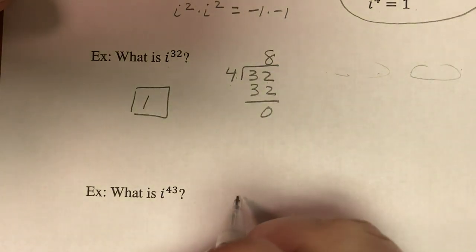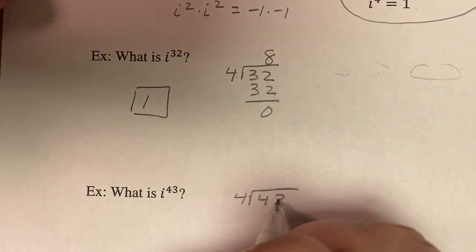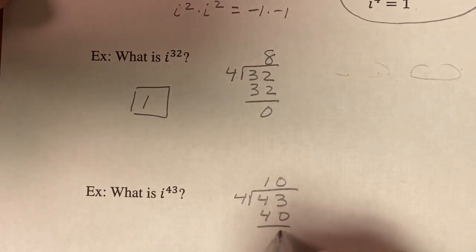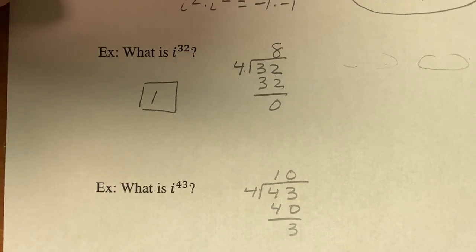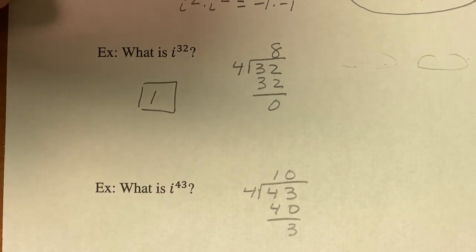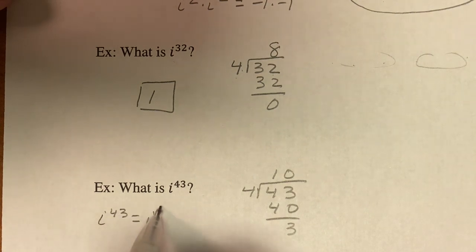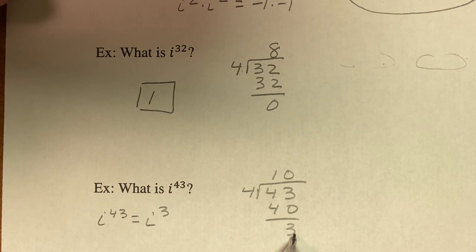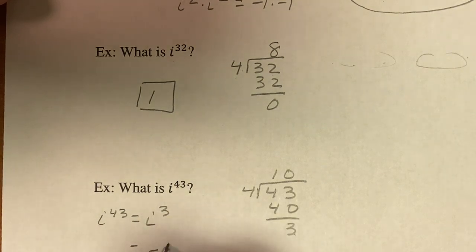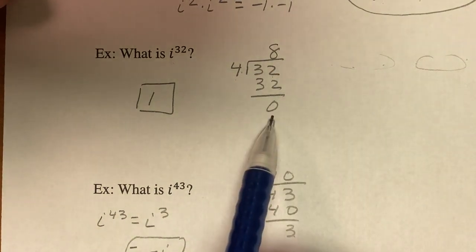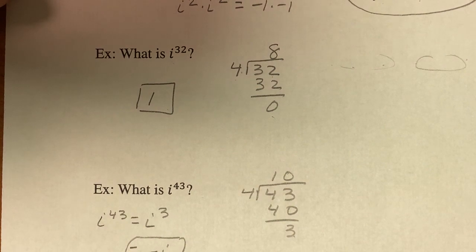Let's do i to the 43rd. If I divide 4 into the exponent of 43, 4 goes into there 10 times with 3 left over. It's the leftover that you want to be careful of, because the leftover is how many i's there are left when you circle your groups of 4. So i to the 43rd is the same thing as i to the 3rd, because there are 3 left over, which we know is negative i. So look at the leftover. Because the leftover was 0 here, that's why it's 1.